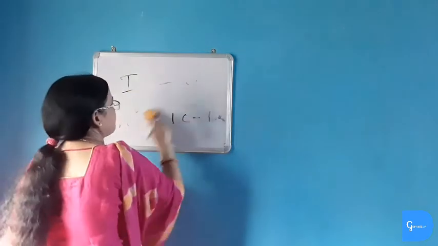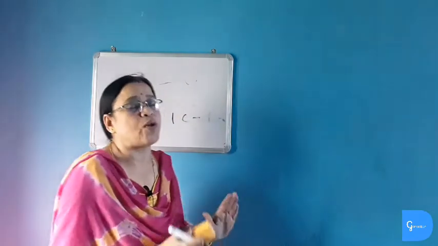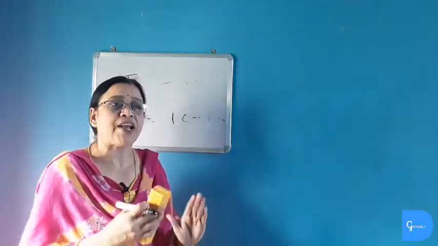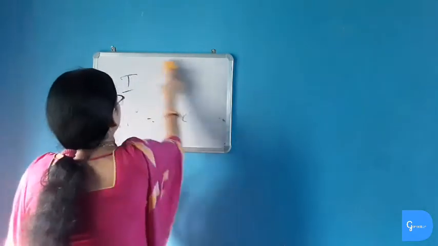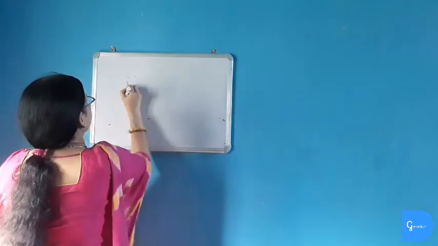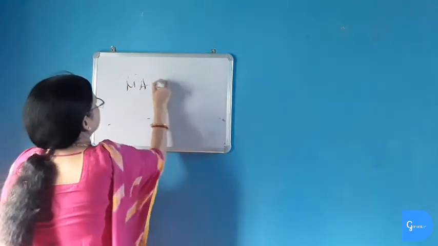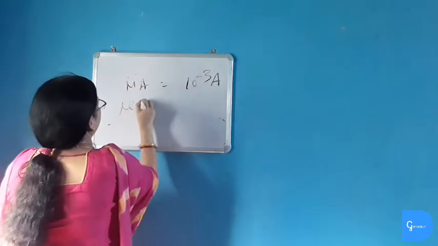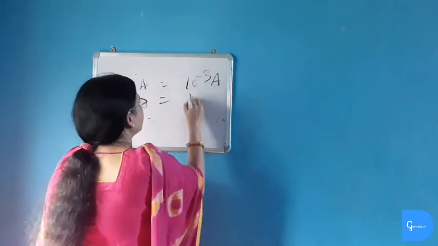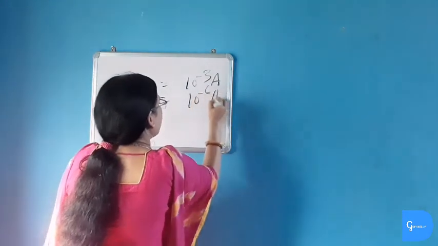So what is 1 ampere? 1 ampere means 1 coulomb of electric charge flowing through any given point in an electric conductor in 1 second. The smaller unit of ampere is milliampere. It is 10 to the power minus 3 ampere. Microampere is another smaller unit of ampere. It is 10 to the power minus 6 ampere.